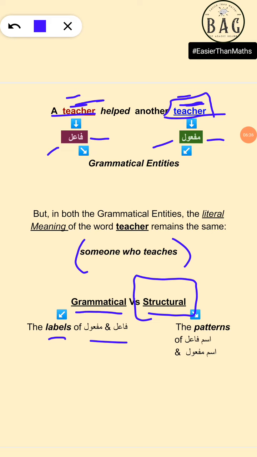In both instances, whether it's a fa'il or a maf'ul, the literal meaning of the word teacher would remain the same. And why is that? That is because the structural meaning is imparted by the patterns of ism fa'il and ism maf'ul. So the structural patterns are actually your ism fa'il and ism maf'ul, but the grammatical labels or grammatical entities are simply called fa'il and maf'ul. I hope that this is making sense.